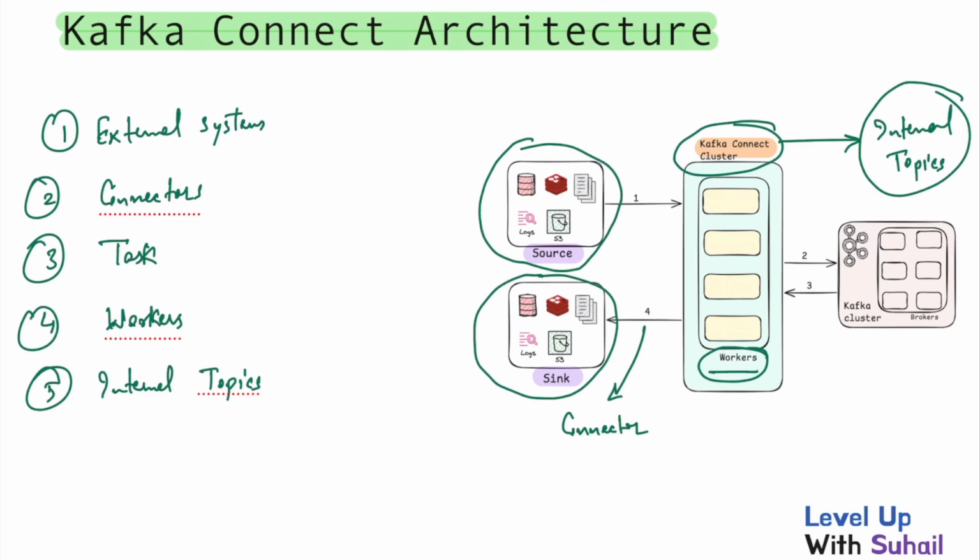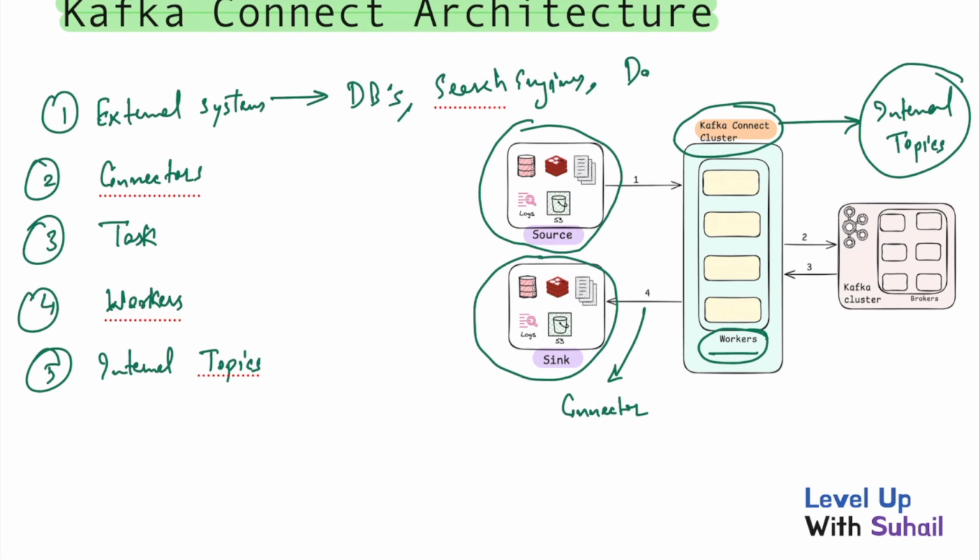So external systems, basically these are the databases, for example MySQL, Postgres. Then it has search engines like Elasticsearch. It could be your data lake, for example S3. It could be NoSQL, for example MongoDB. It could be Redis. It could be Cassandra. So external systems are standardized systems which are already available and also being used in distributed systems, right? So Kafka Connect acts as a bridge between these external systems and your Kafka cluster.